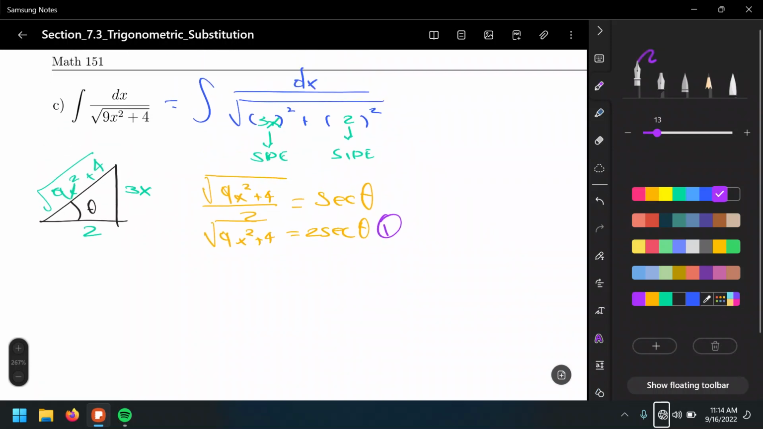Number two, we need to find the substitution for the dx part. So this is what we do. Again, the dx comes from differentiating the x. So which sides of the triangle contain that x? It doesn't matter if it has a coefficient. Isn't it the 3x? Okay, we will deal with that 3 in a second. We have a couple of options: 3x over the radical, which is too ugly, or 3x over 2. Much better, 3x over 2.